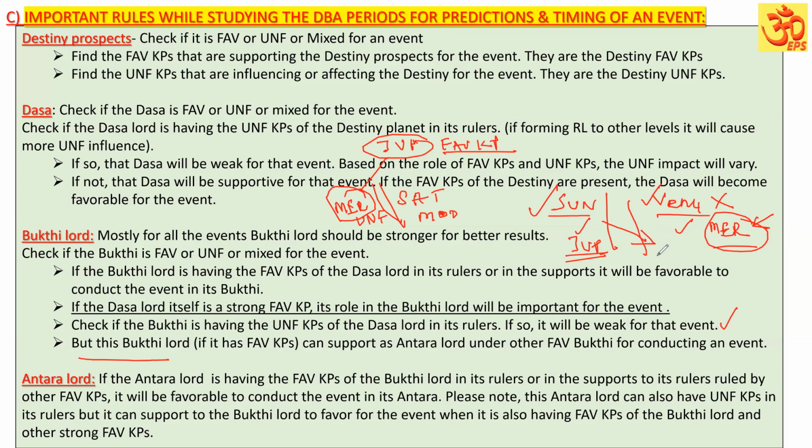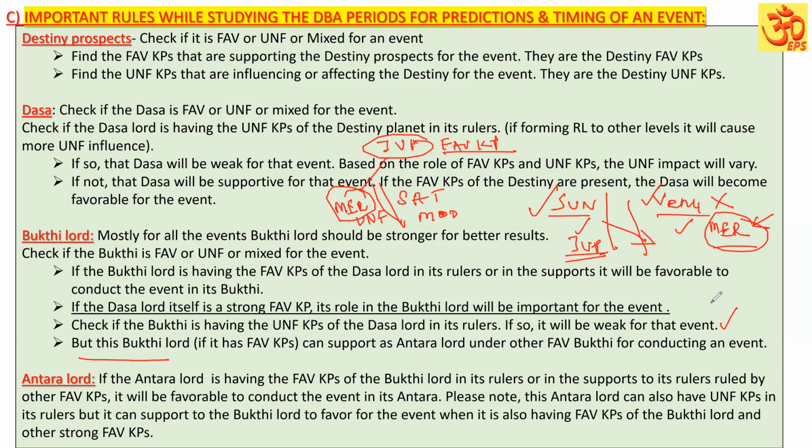if that Venus has the favorable key planets of the Bukti Lord. Understand? It means the Antara Lord, to act as the Antara Lord, should have connection to the Bukti Lord. If the Bukti Lord's favorable key planets are influencing the Antara Lord, yes, it is good. And it can also have some weak unfavorable key planets, but that cannot make Venus strong enough to conduct the event as Bukti, but it can act as the Antra, though it is not strong enough to conduct as the Bukti Lord, because the Bukti Lord should be the stronger one. Understand?